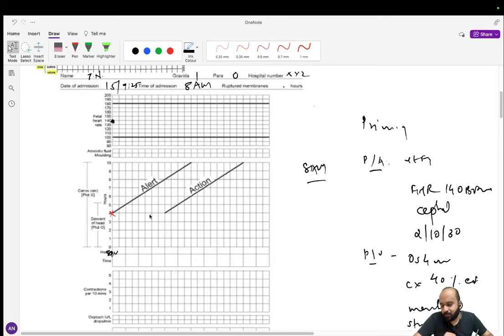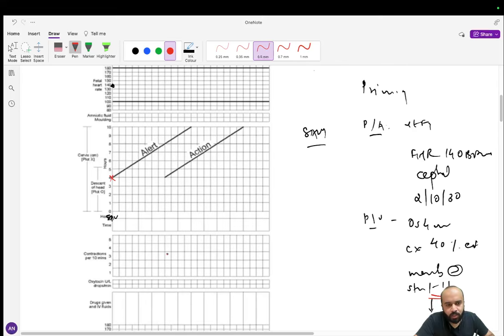The next reassessment, of course, I've mentioned that in my practice, I prefer to do the assessment after 4 hours. When she has come to me, the uterine activity has been 2 by 10 by 30. So for 2 by 10 by 30, I'm going to make it like this. Two contractions, each lasting for 30 seconds.